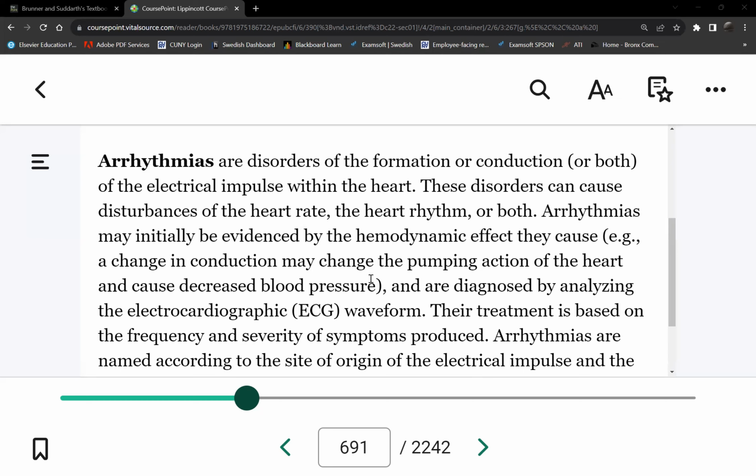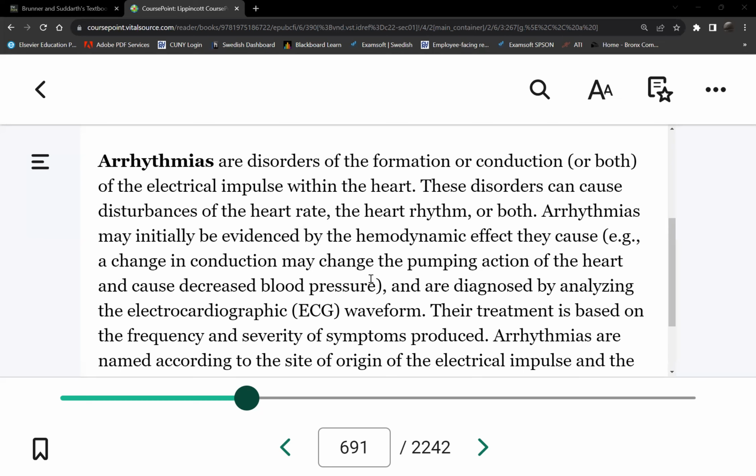Third is the easy part, which is signs and symptoms. What will the patient's manifestations be? It's easy because there is no dysrhythmia that increases cardiac output. They all disrupt the cardiac cycle. So therefore, cardiac output will drop.